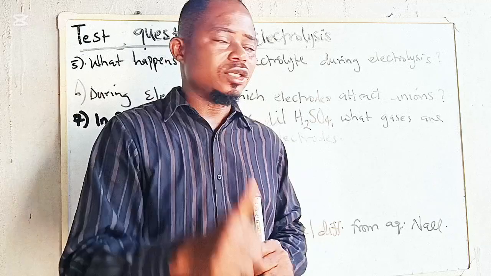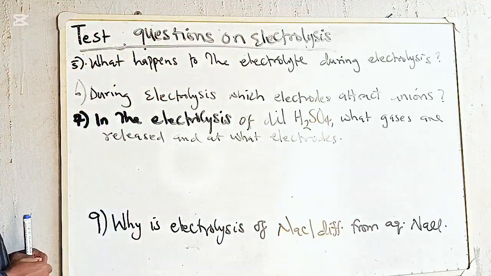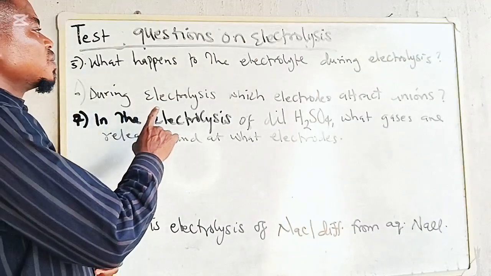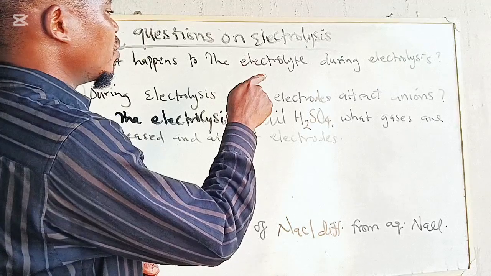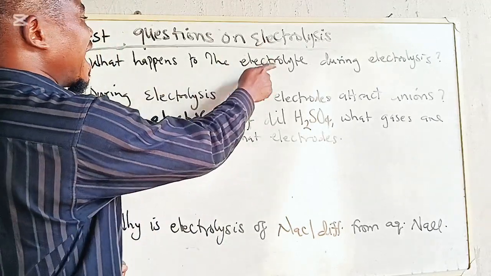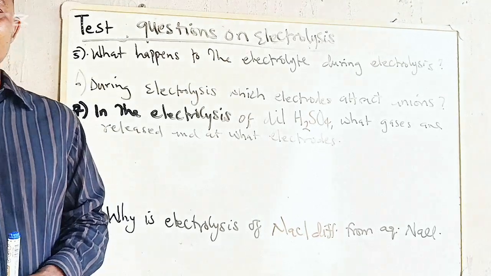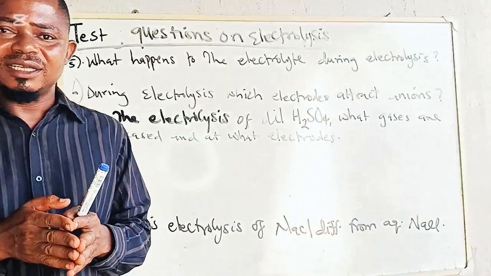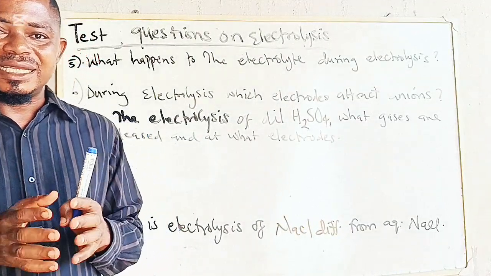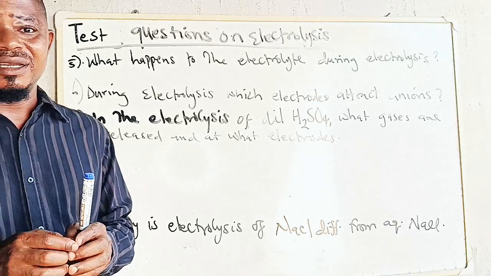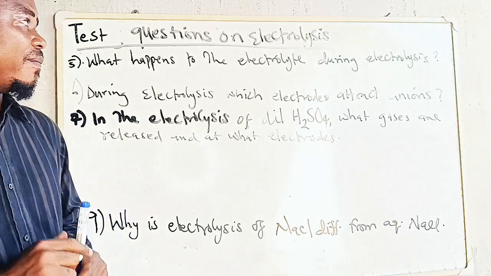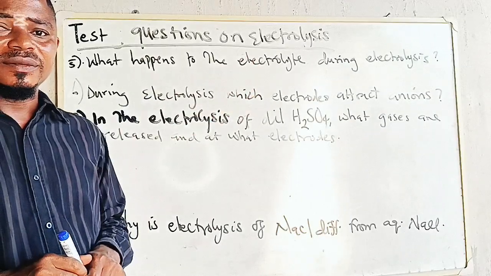Alright, let's continue. Question number 5. What happens to the electrolyte during electrolysis? You know what an electrolyte is? A substance that can conduct electricity when electricity is passed through it, that is an electrolyte. What happens to it during electrolysis?